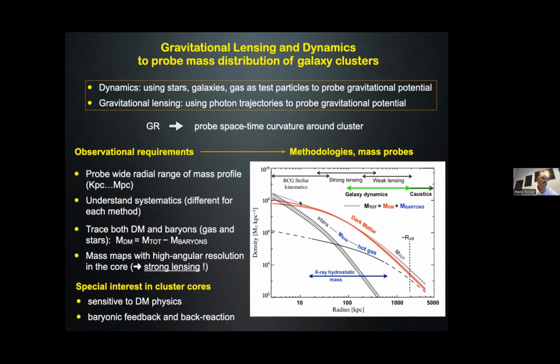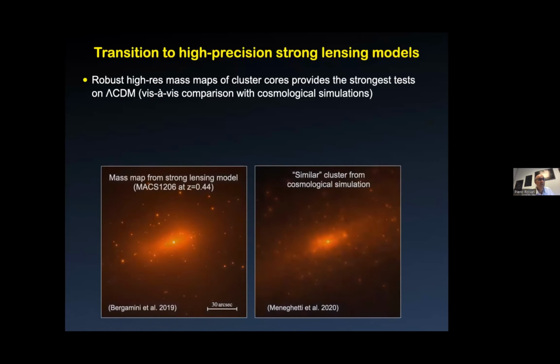Okay. The reason why we want to combine all these methods is that each of these methods has different inherent astrophysical systematics. I mean, lensing doesn't care about the dynamical status of the matter, but it can be affected by projection effects and so on. Other methods instead are less sensitive to projection effects, but do rely on dynamical equilibrium. And the cores are of special interest because they are particularly sensitive to dark matter physics, and again, the back reaction effects.